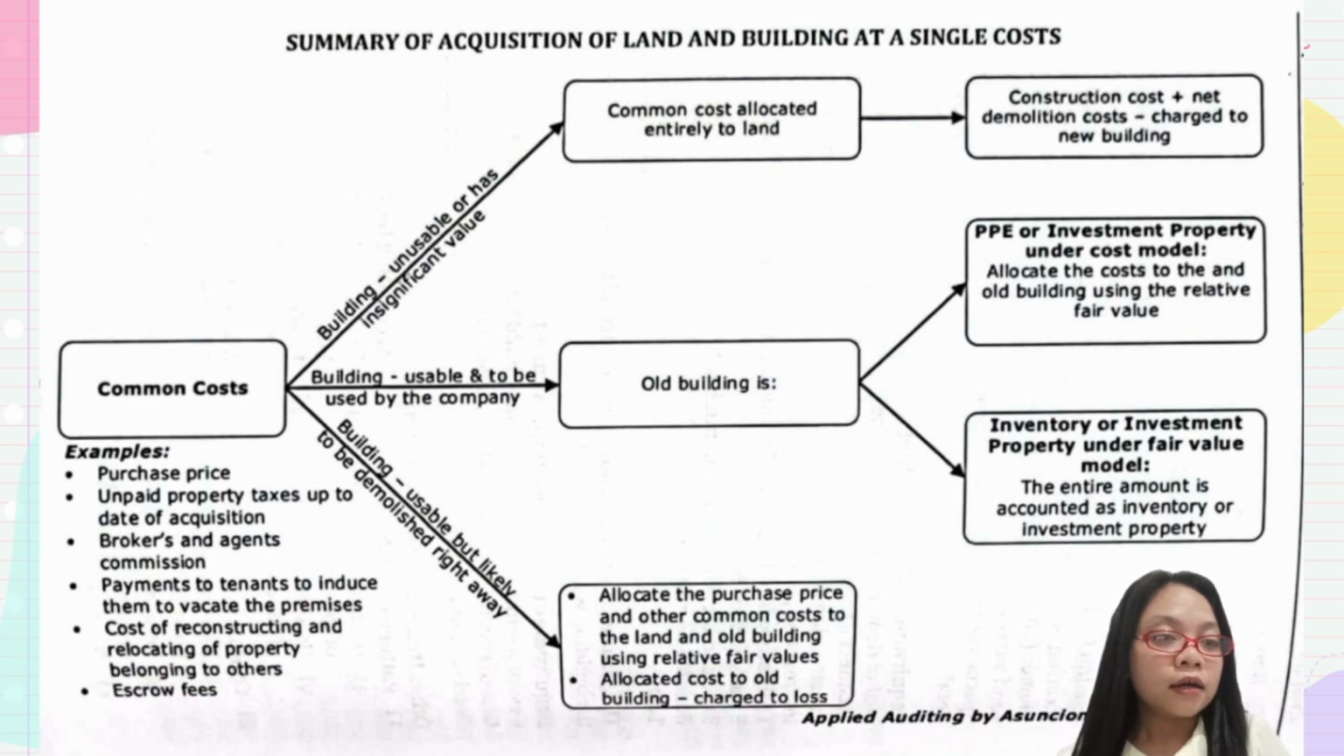Then what if the building is unusable but likely to be demolished right away? We allocate the purchase price and other common costs between the land and old building using their relative fair values. And then, we allocate the cost of the old building as charge to loss because it will not generate a future economic benefit and it is unrecoverable. So, that's all.